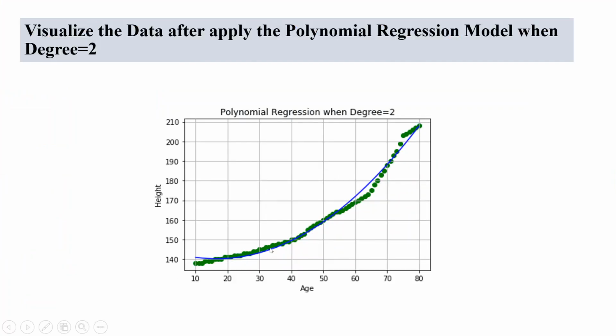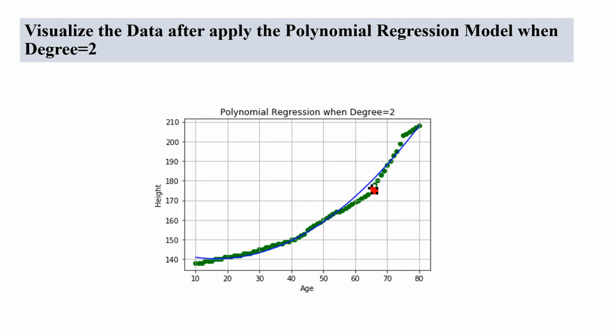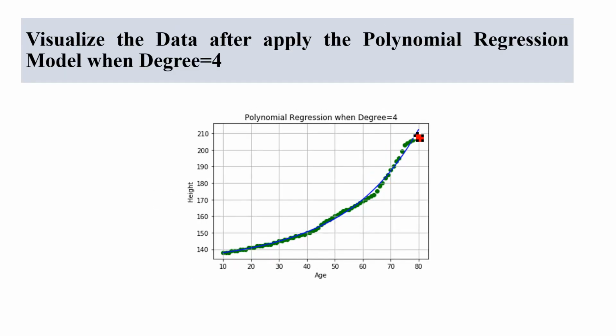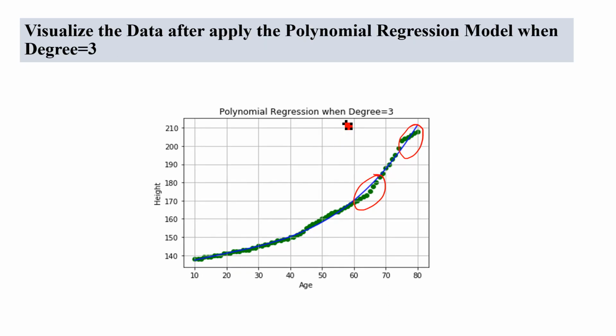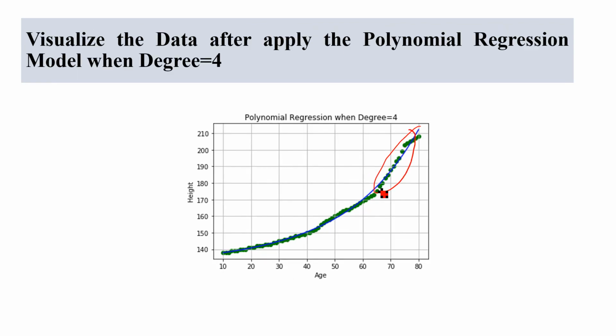Like that. If you decrease to degree 2, the curve passes through most of the data points. If degree 3, see the difference between degree 2 and degree 3, the curve passes through most of the data points compared to degree 2. Compared to degree 3, degree 4 passes through most of the data points. So whenever the degree is increasing, the curve passes through most of the data points.